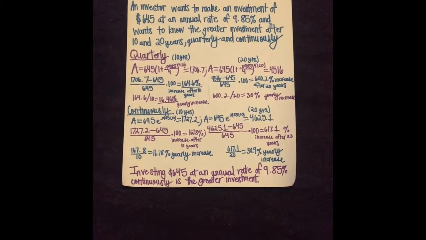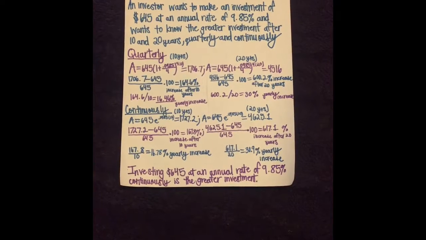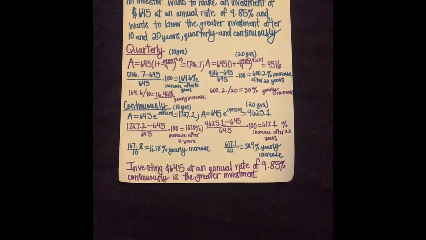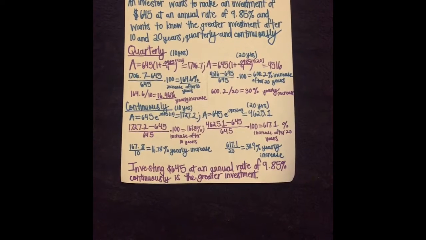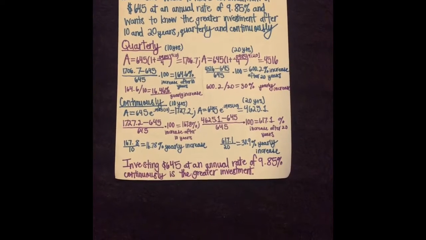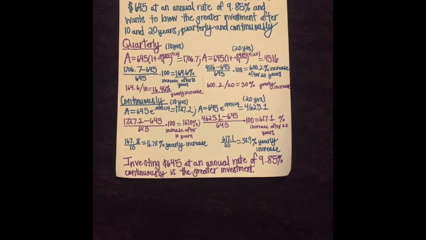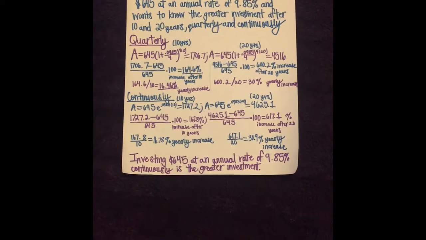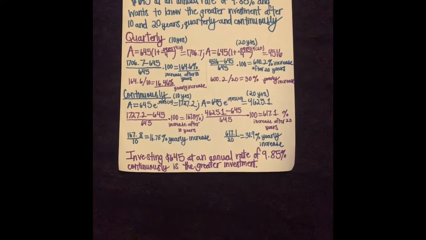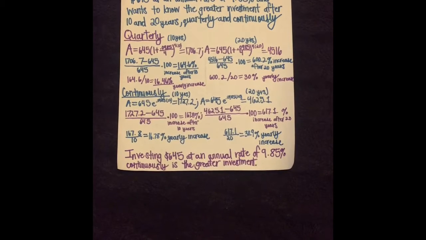Quarterly, the investment will grow to $1,706 after 10 years, and after 20 years, $4,516. The percent increase after 10 years would be 164.6% and 600.2% after 20 years. The yearly increase after 10 years quarterly would be 16.46% and 30% after 20 years.